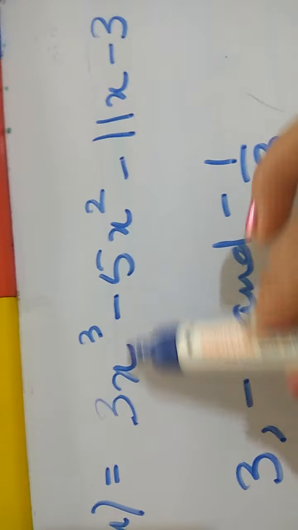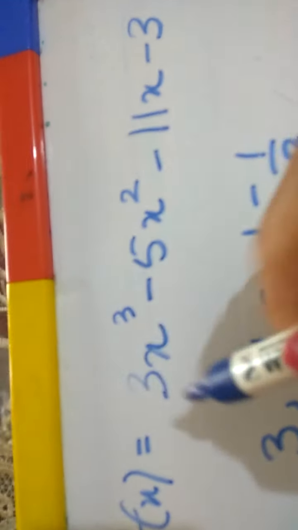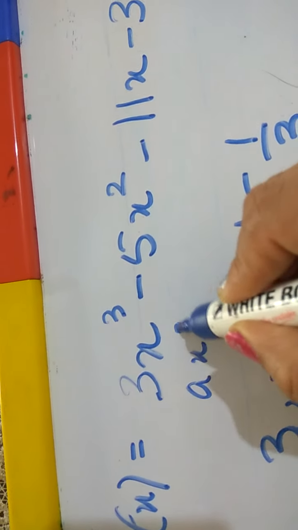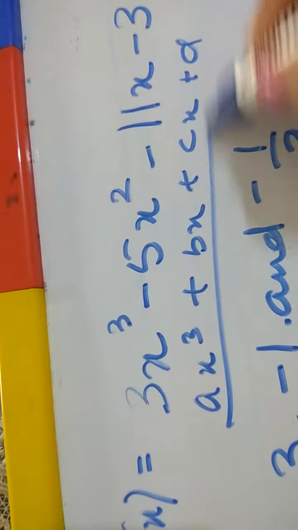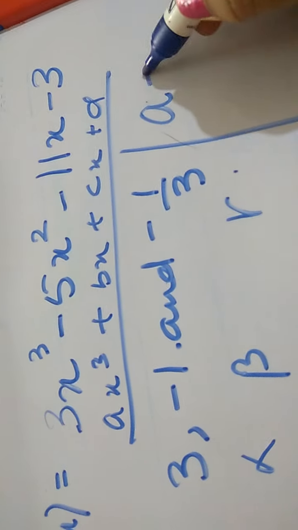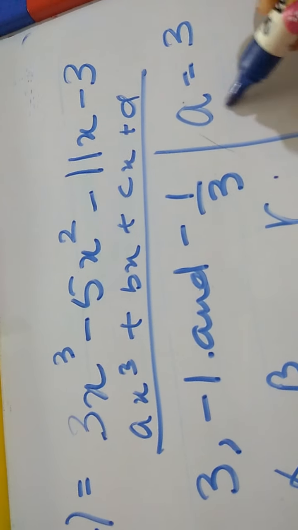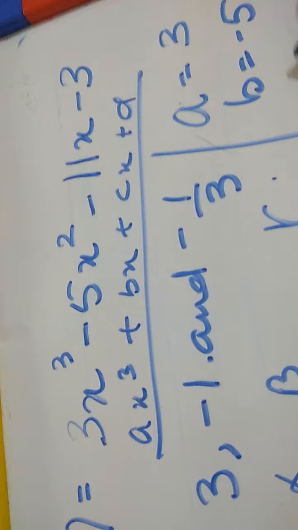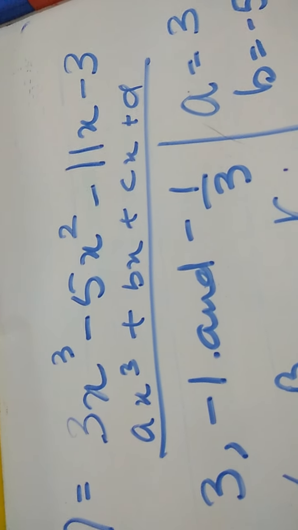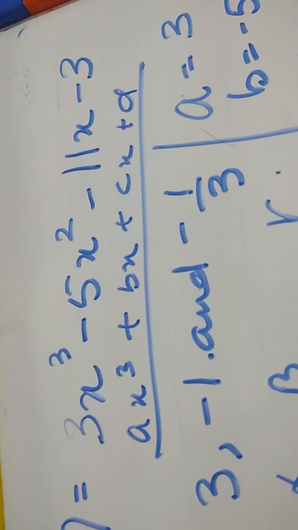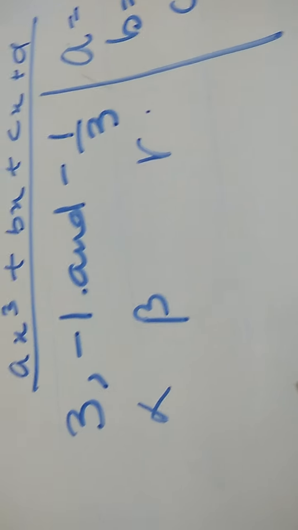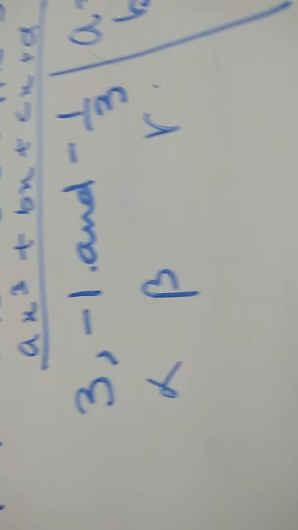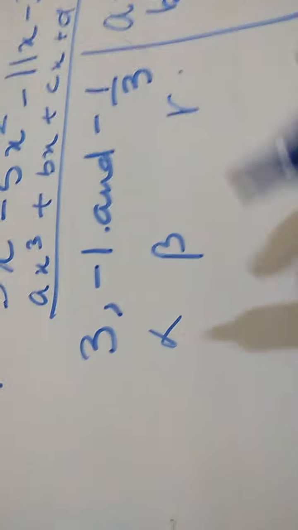And comparing this polynomial with the general form ax cube plus bx square plus cx plus d, we will see that the value of a is 3, the value of b is minus 5, the value of c is minus 11 and the value of d is minus 3. So these values are the coefficients, and we use them in the 3 formulas for sum and product. So let's see.